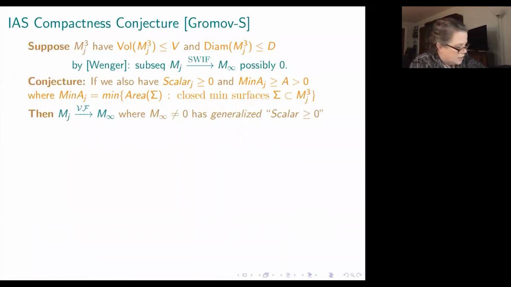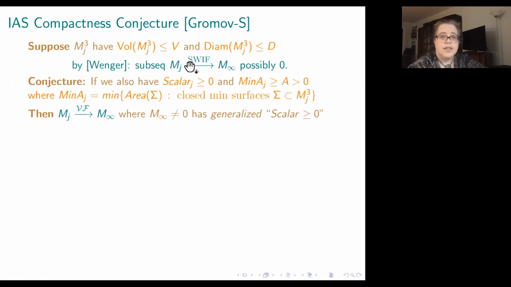All right, so then we had a compactness conjecture that we devised while we were at IAS. So let me just bring it up piece by piece. So first we assume the volume's bounded, let's just have no boundary, okay? So suppose the M_j^3 have no boundary, the volume's bounded above and the diameter's bounded above, then already by Wenger's compactness theorem, a subsequence converges in the SWIF sense to some M infinity that's possibly zero. And in the conjecture, we say, okay, assume also scalar curvature at least zero and some other condition that will prevent collapsing. And one of those possible other conditions is that MinA is uniformly bounded below by a positive A, which means the minimum area of a closed minimal surface has to be bounded below by a positive number.